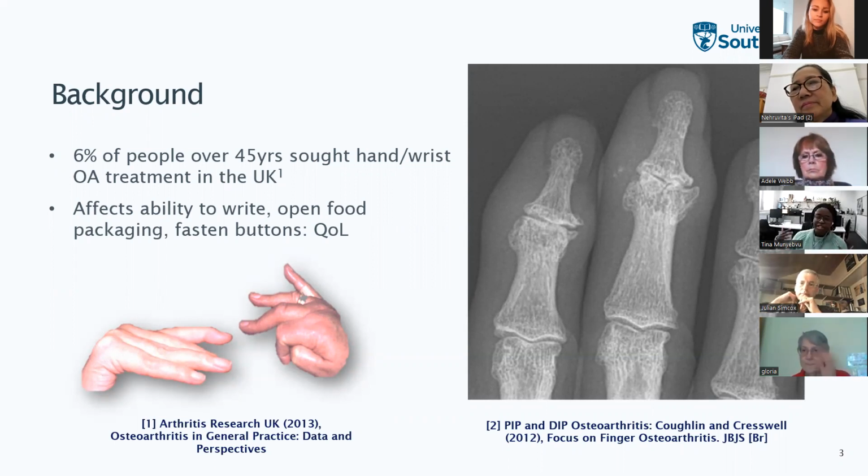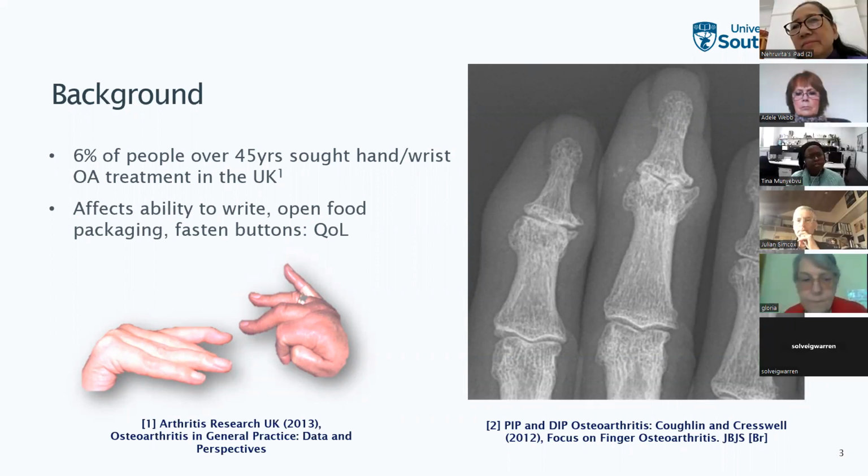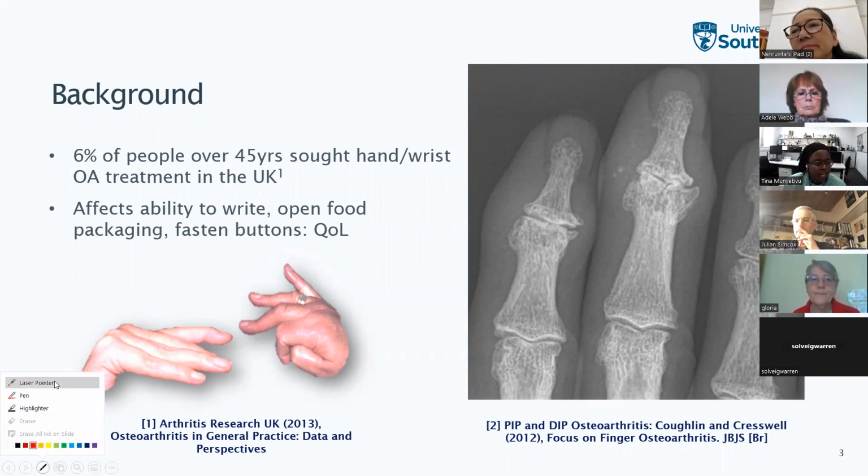Osteoarthritis is a degenerative joint disease which can affect any joint in your body, including the hand. It's categorized by the breakdown of articular cartilage, the remodeling or change of shape of the surrounding bone, but also the thickening of the joint capsule.